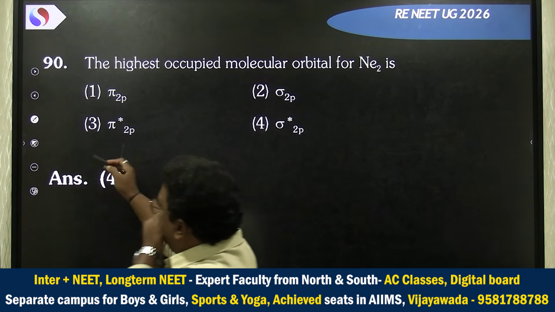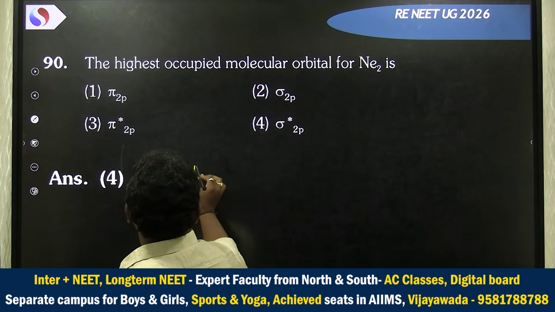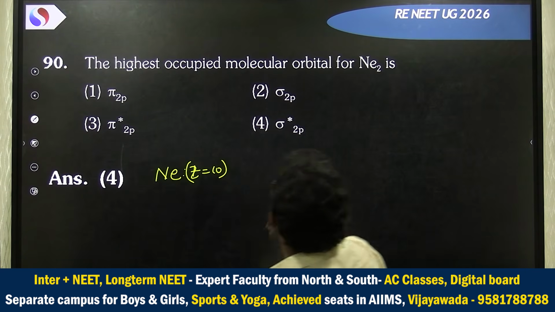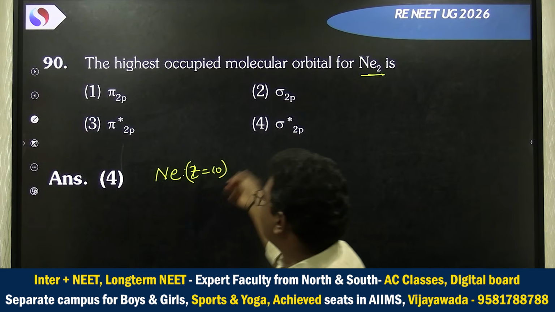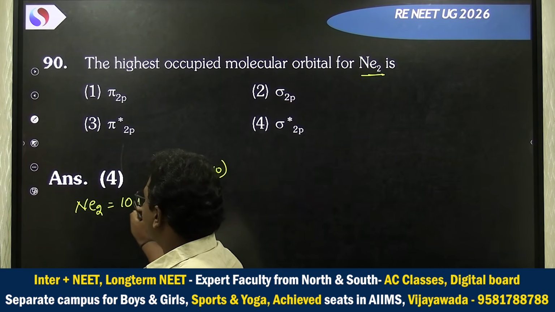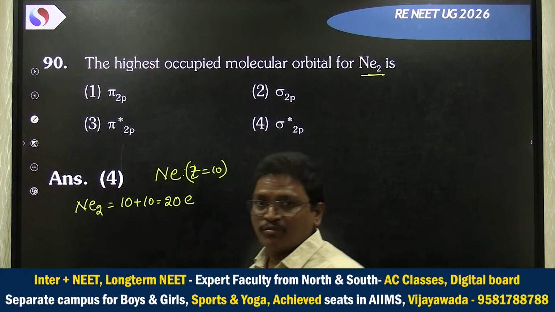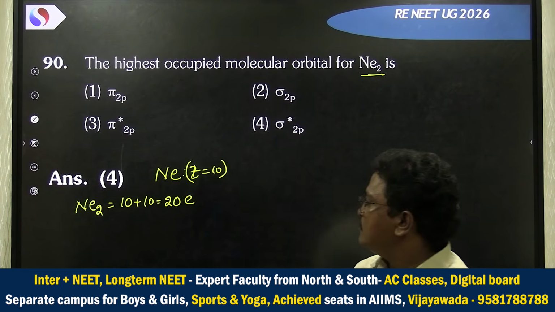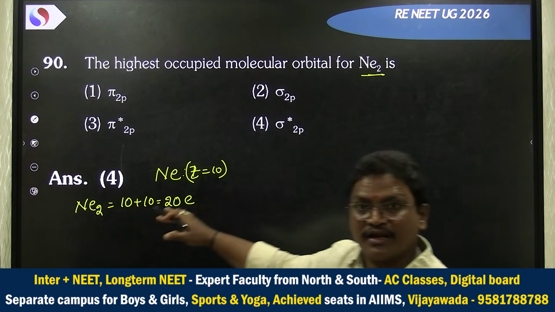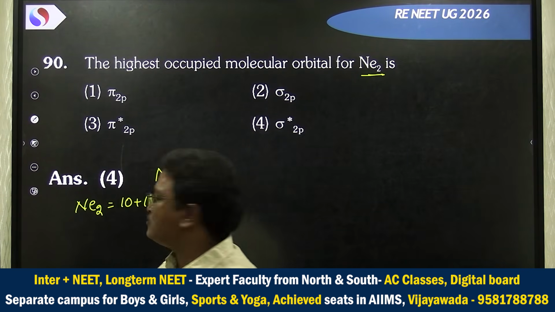Neon, very simple. Neon atomic number is Z equals 10. But here we have to take Ne2 molecule, that means 10 plus 10, how many electrons, 20 electrons. Total number of electrons are 20. So we should represent the molecular orbital electronic configuration.